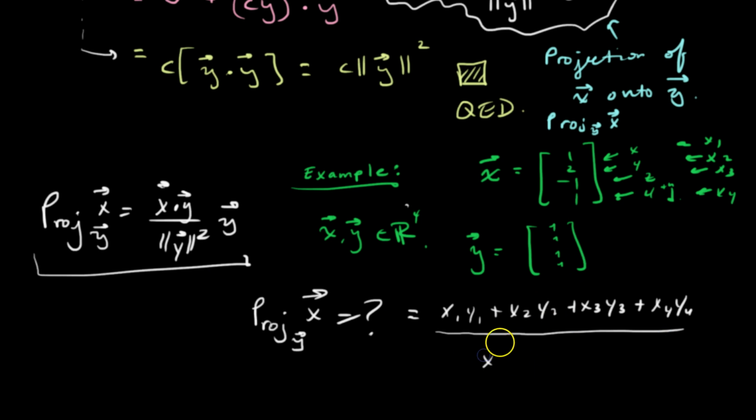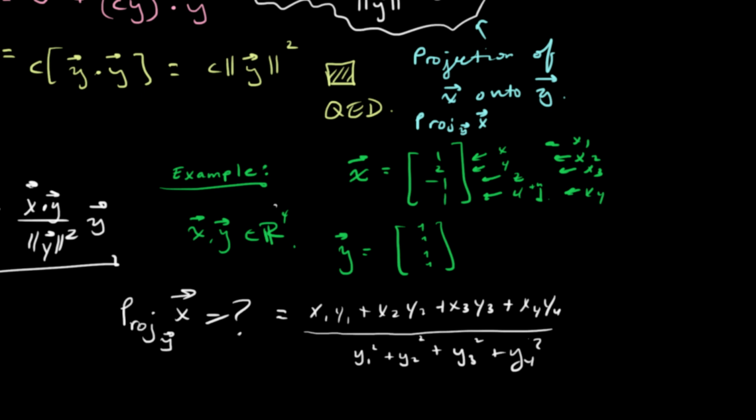So that's just x1 squared. No, not x1 squared. It's the magnitude of y squared. So it's just y1 squared plus y2 squared plus y3 squared plus y4 squared. That's just the magnitude of something. And then times this y over here. So times (1, 1, 1, 1).